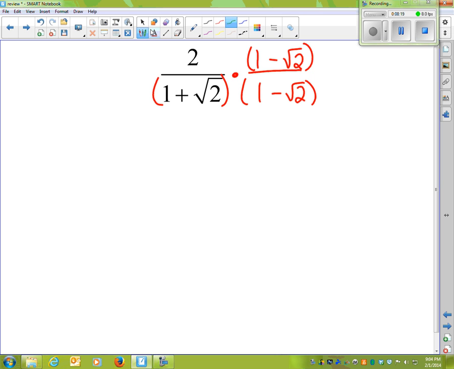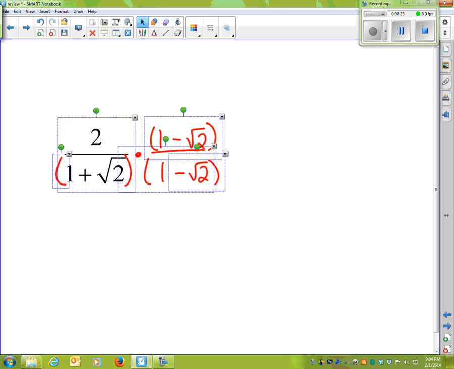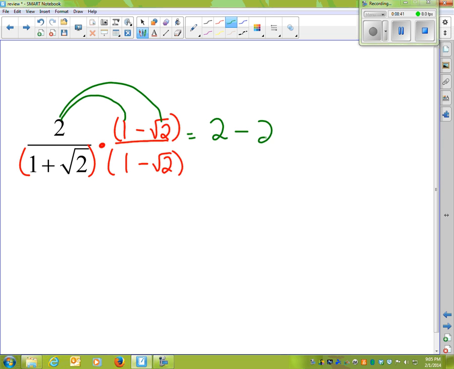So let's look. Let me move these really quick. There we go. Let's look at the numerator. I'm going to distribute the 2. 2 times 1 and 2 times negative radical 2. Remember, the 2's can't multiply together. It's 2 radical 2.